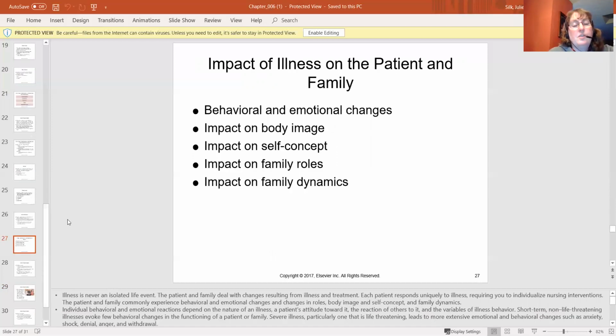So illness does have a big impact on the patient and family. It's never an isolated event. The patient and family deal with changes resulting from illness and treatment. Each patient responds uniquely to illness, requiring you to individualize nursing interventions. The patient and family commonly experience behavioral and emotional changes as they're going through their illness.